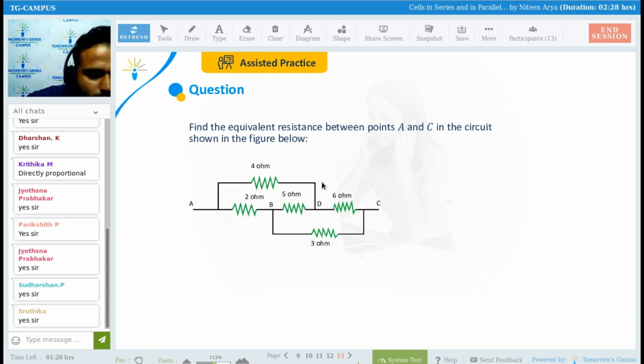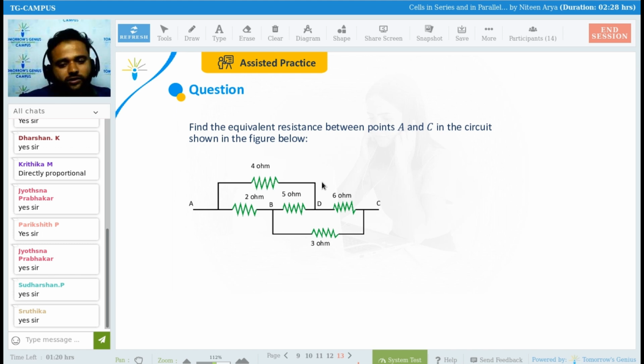I got 2.4 ohms, sir. Total resistance. Okay, let me check. No, not 2.4. How is 2.4 going to be correct? You need to find the total resistance, if I'm not wrong, right? Yeah, between A and C.